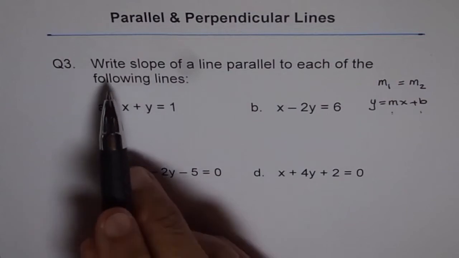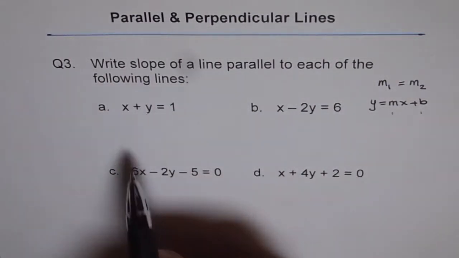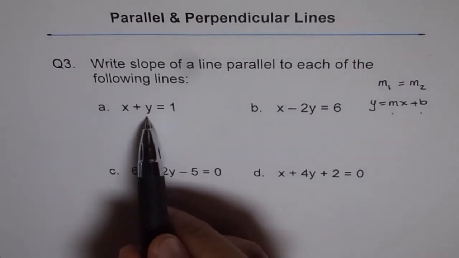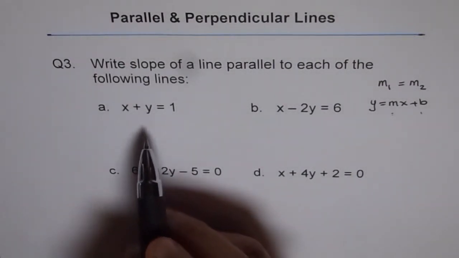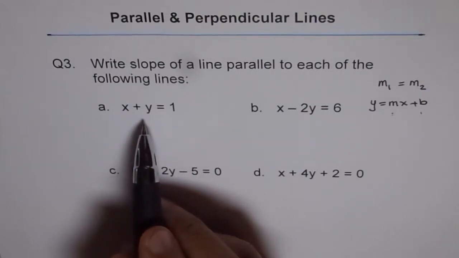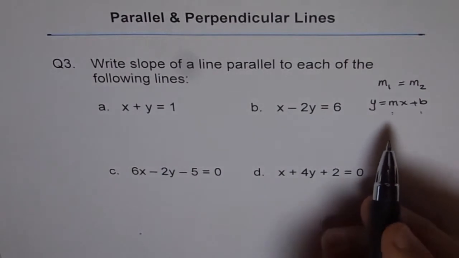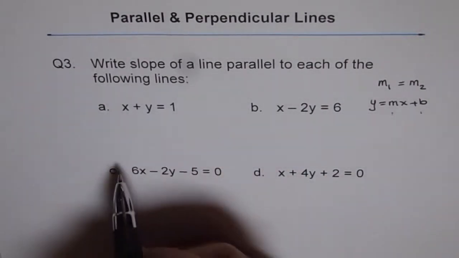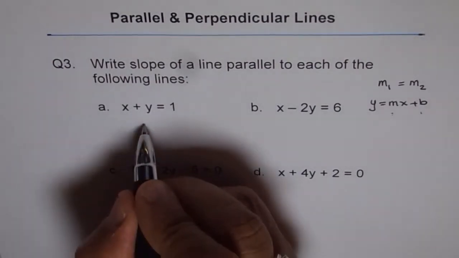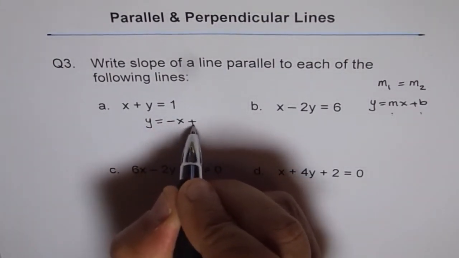So here, since we have to find the slope of a line parallel to each of the following lines, we just need to find the slope of these lines, and the parallel line's slope will be the same, correct? So let's write this equation into y equals mx plus b form. For doing that, we can subtract x from both sides of this equality, and we get y equals minus x plus 1.